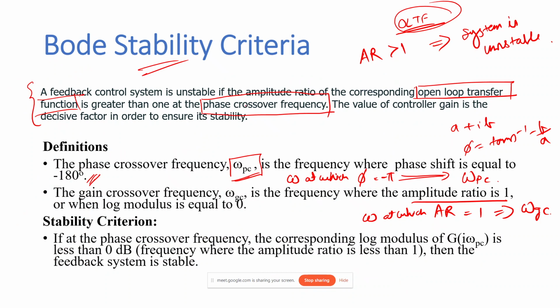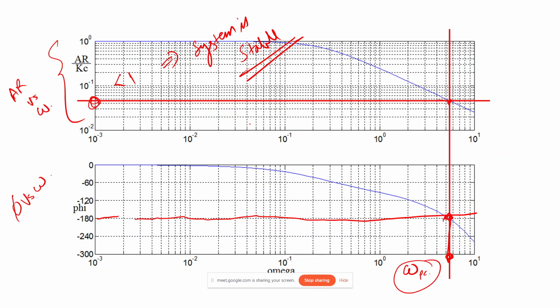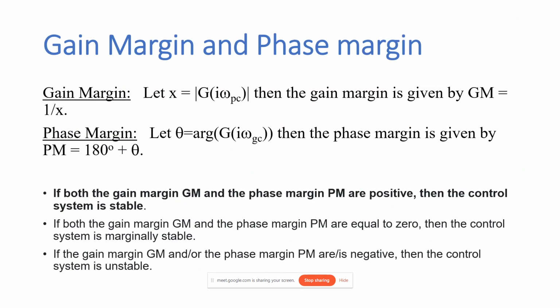So yes, we have to remember these two terms. First is the phase crossover frequency. To find the phase crossover frequency, we have to find the phase shift of the system and then equate it to minus pi to find the value of omega, and that omega is our phase crossover frequency. After calculating this omega, we have to calculate the amplitude ratio using this omega, and if it is less than 1, that implies that our system is stable. So that is what the Bode stability criterion is.